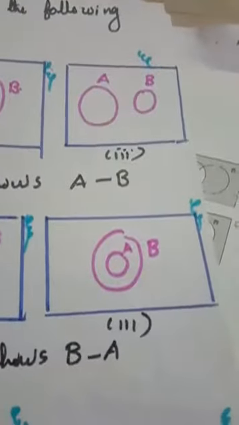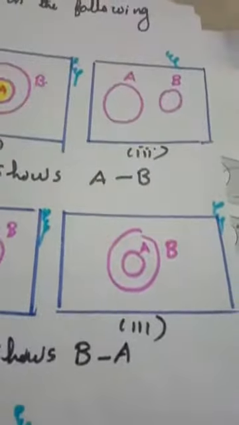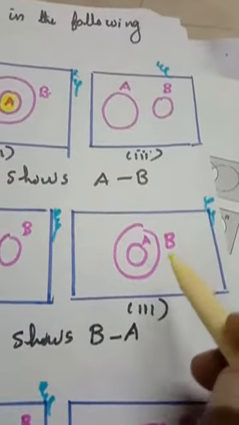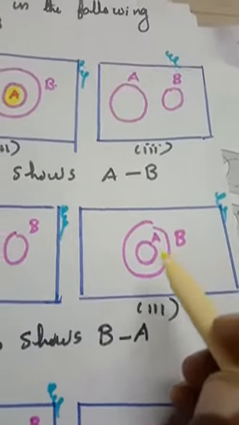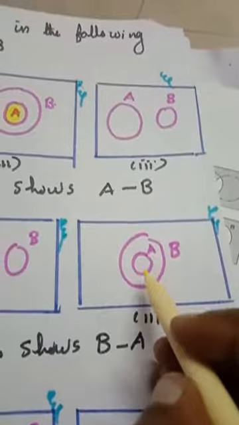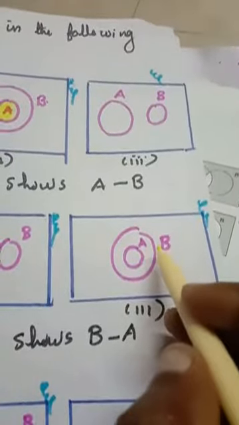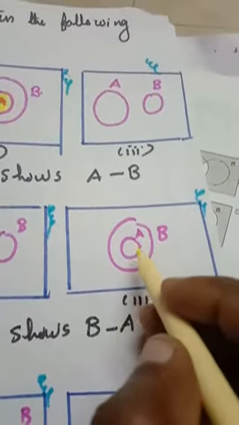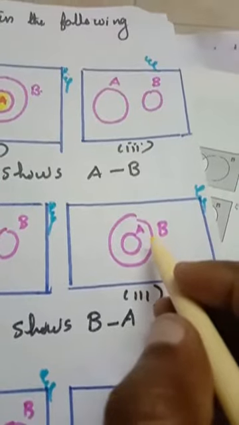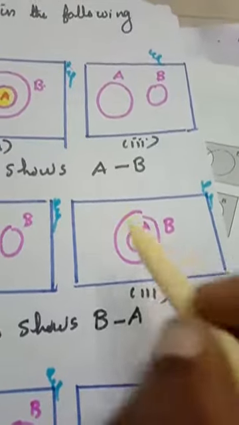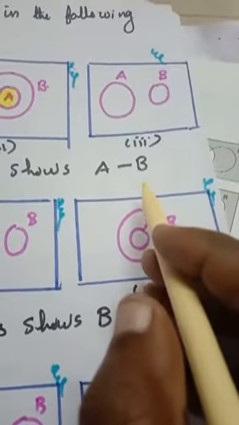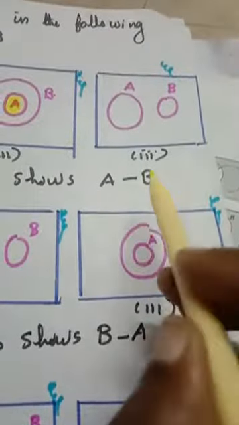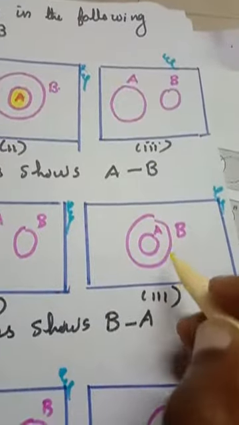Next one. A subset of B. How to mark A minus B? A minus B means it is in A but not in B. It is not possible to mark for a subset. A subset of B means all the elements of A are contained in B. For such a set, it is not possible to mark A minus B. But it is not possible to mark here. So null set.